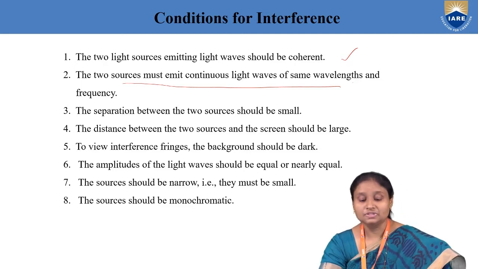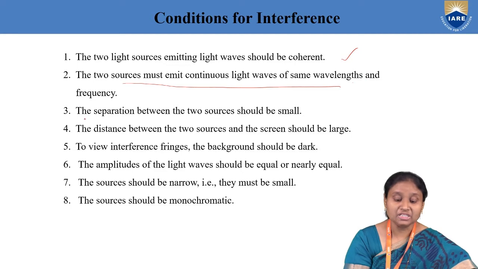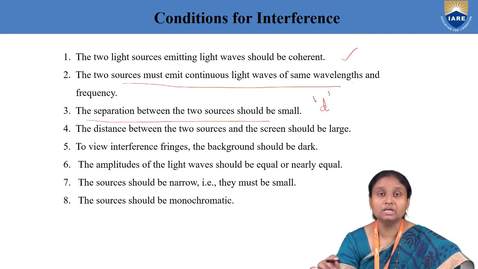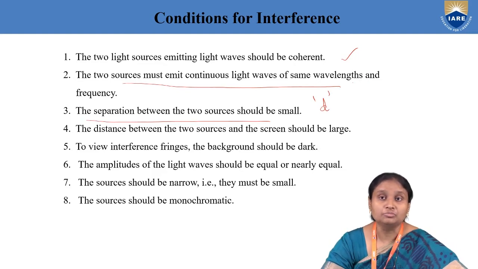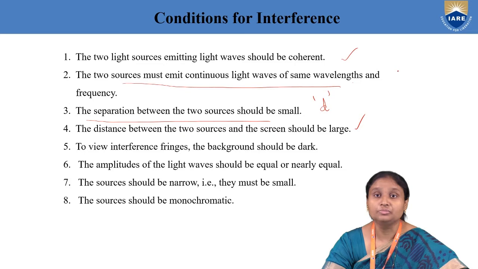So what are the things we have to take? The first, very important thing to consider is that whatever waves are coming should maintain phase. The second thing is that both those interfering waves should be of the same wavelength and frequency. And the separation between the two sources, small d, which is the distance between those two virtual coherent sources, should be very, very small, whereas the distance between the two sources and the screen should be large, and here we are talking about capital D.